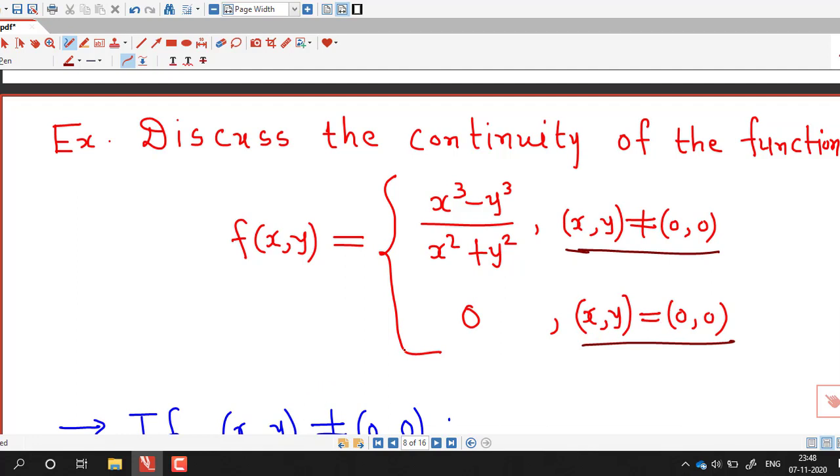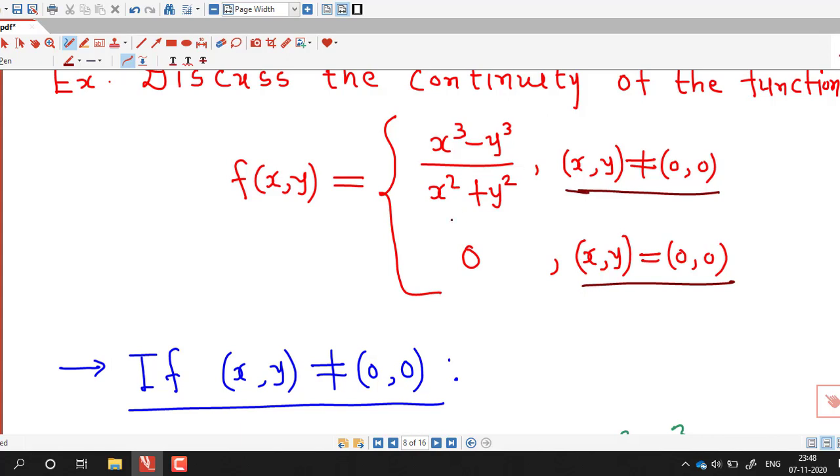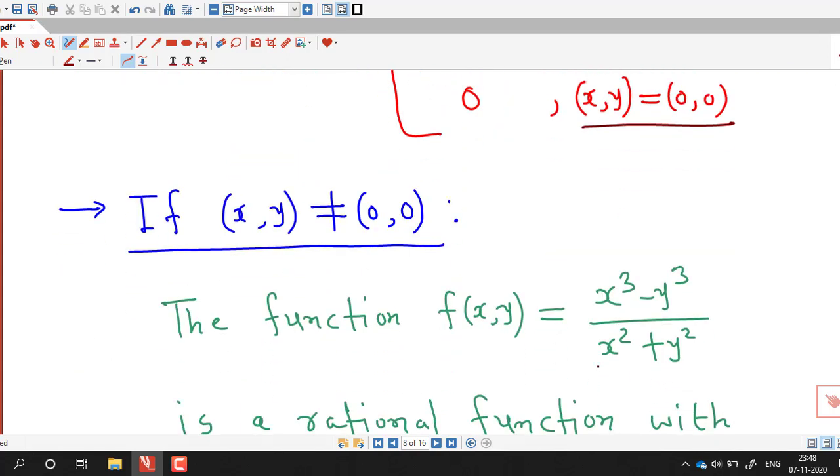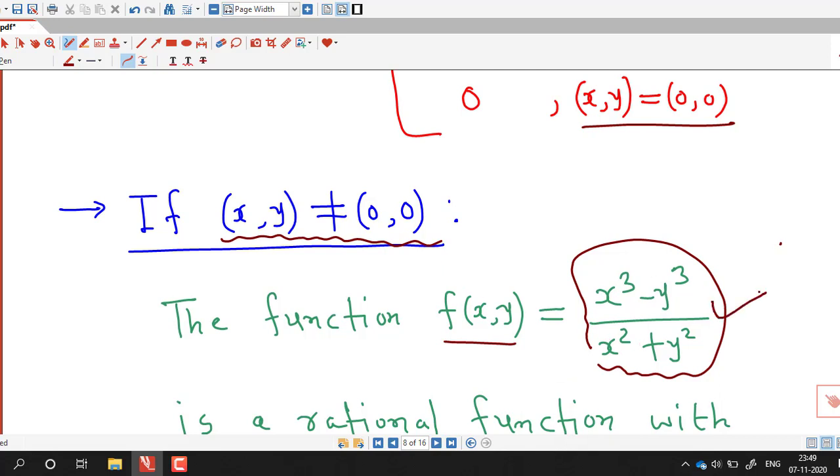So if we take xy different from origin, then our function is x cube minus y cube over x square plus y square. And this is a rational function, and it is defined at every point except 0, 0. It is undefined at 0, 0, but we are talking about non-zero points. So this function is defined at every non-zero point, and because it is a rational function, we know that rational function is continuous at every point at which it is defined. Therefore, because this is a rational function, it is continuous at every non-zero point.